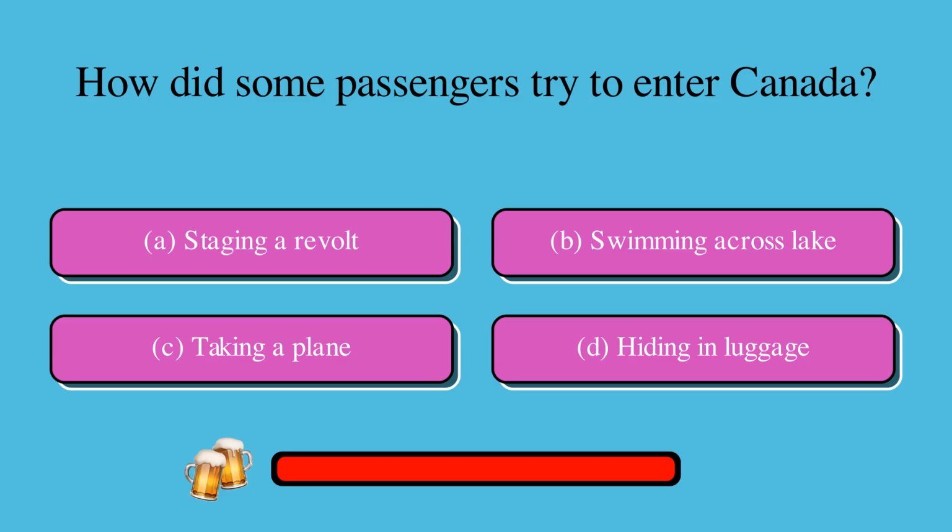How did some passengers try to enter Canada? Is it A. staging a revolt, B. swimming across a lake, C. taking a plane, or D. hiding in luggage? The correct answer is A. staging a revolt.